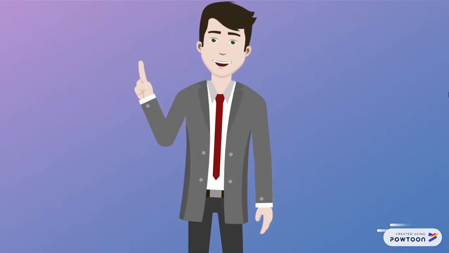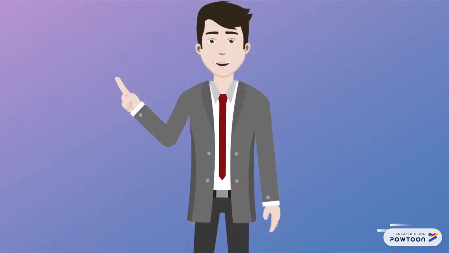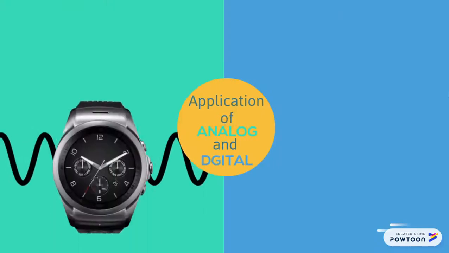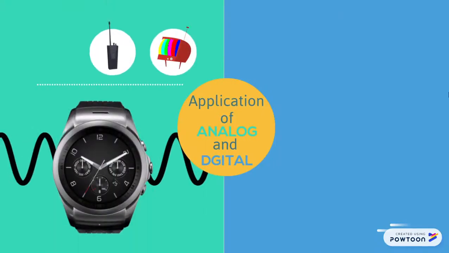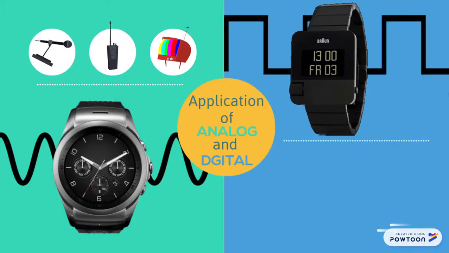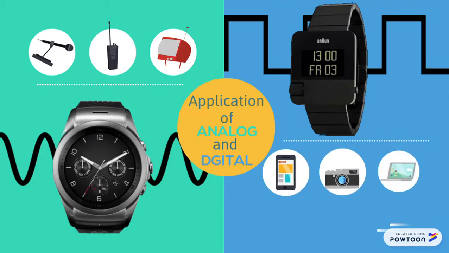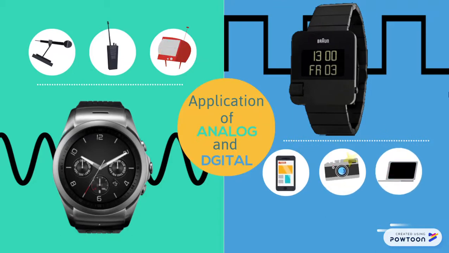So first let's share some examples of devices that are using analog and digital signals. The analog watch, the television, the radio telephone, and the microphone. The digital watch and the smartphone, the digital camera, and of course the computer. Let's take the analog watch and the digital watch as examples to explain how both signals work.